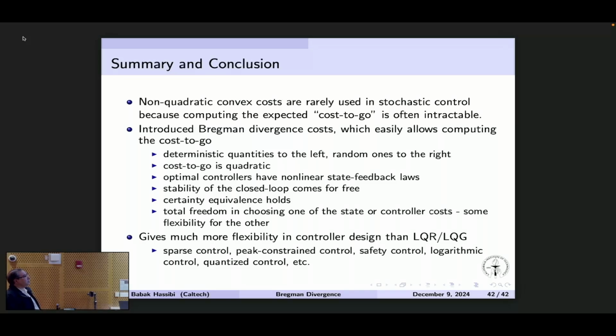But nonetheless, it gives us a lot more flexibility in the design of the controller than the standard LQR, LQG, which just gives you linear controllers. And I guess I did some examples for you.